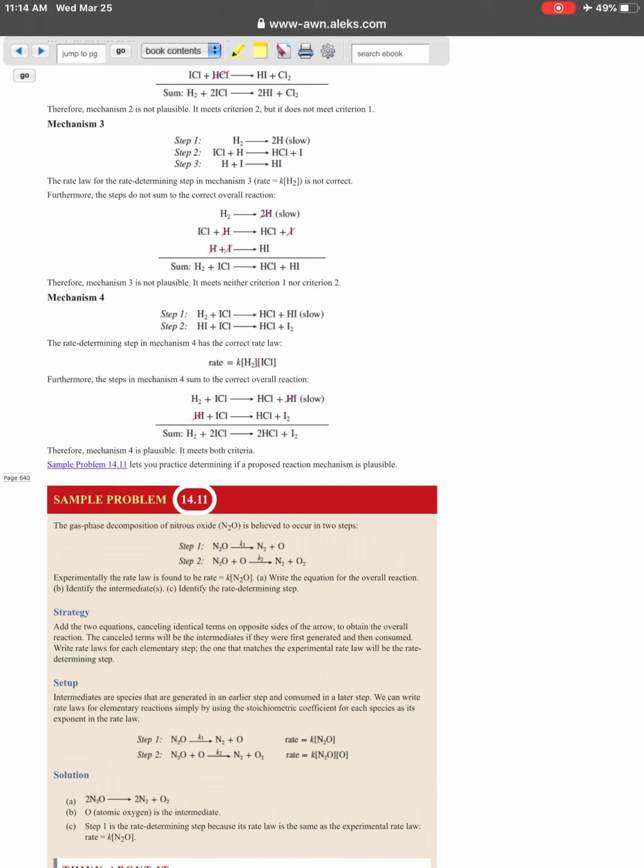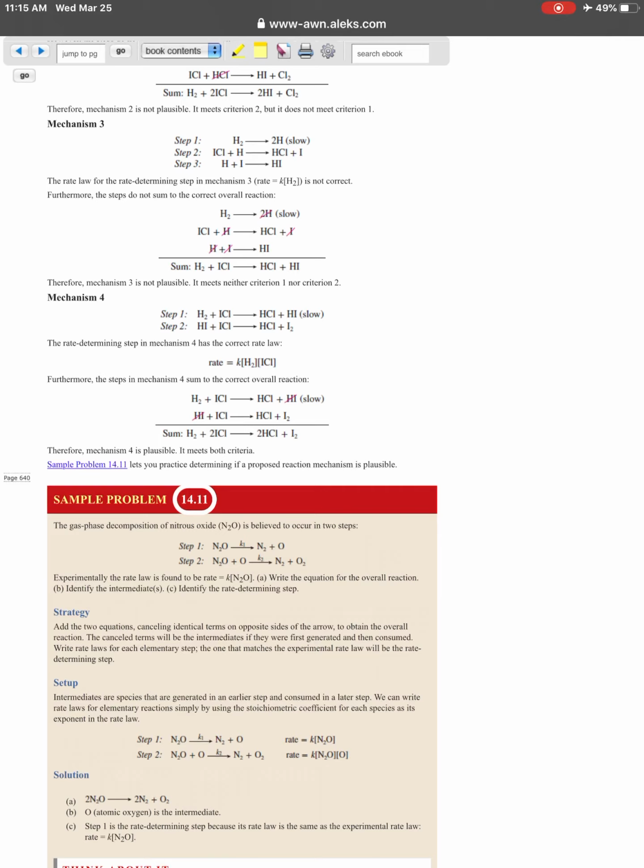Mechanism 3, step 1, step 2, step 3. H2, arrow, 2H, which is slow. Step 2, ICl plus H, arrow, HCl plus I. Step 3, H plus I, arrow, HI. The rate law for the rate-determining step of mechanism 3, rate equals K times H2, is not correct. Furthermore, the steps do not sum to the correct overall reaction. H2, arrow, 2H, slow. ICl plus H, arrow, HCl plus I. H plus I, arrow, HI. Sum: H2 plus ICl, arrow, HCl plus HI. Therefore, mechanism 3 is not plausible. It meets neither criterion 1 nor criterion 2.